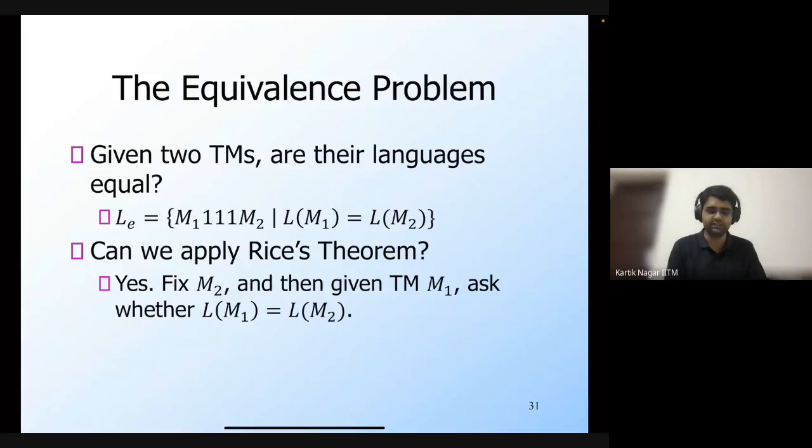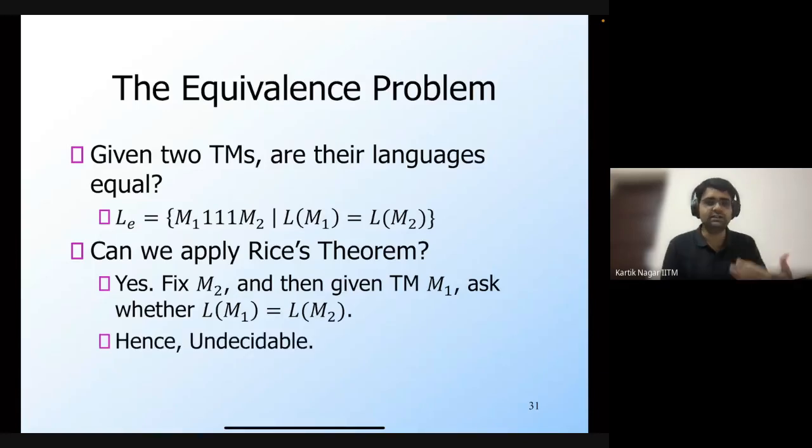So if you apply Rice's theorem, you'll get that this particular problem is undecidable, which is that if you fix M2, then finding out whether or not the language of any other Turing machine is equal to language of M2 is undecidable. But the original problem says that for any M1 and M2, is the language of M1 equal to the language of M2?